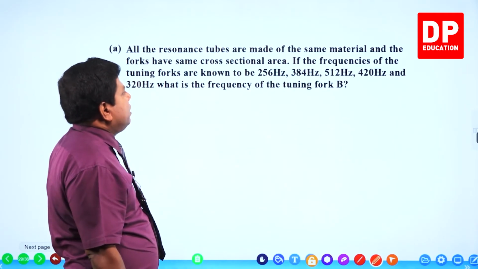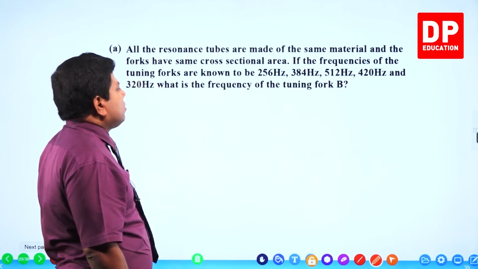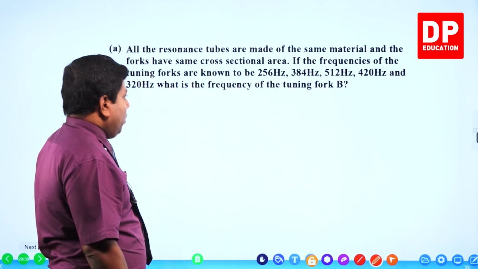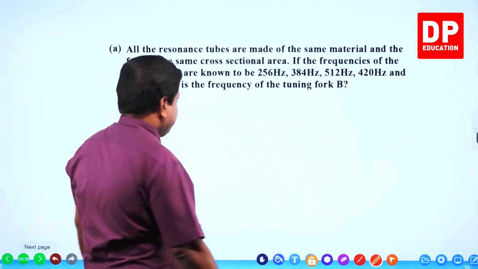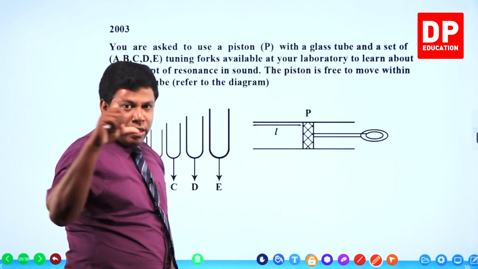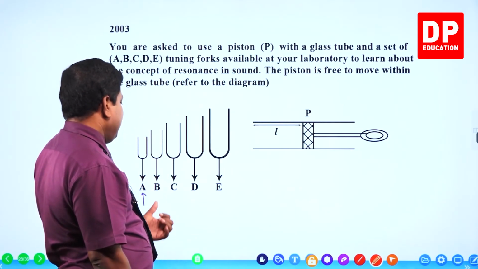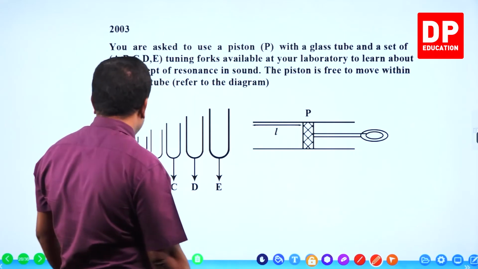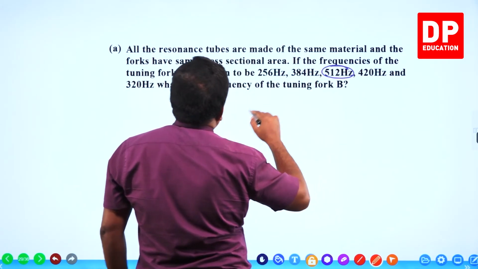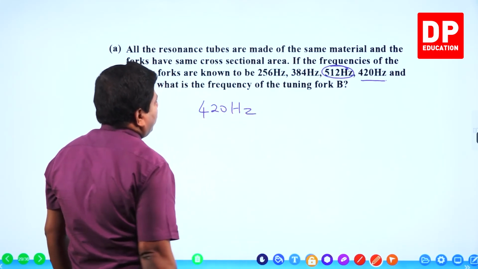All the resonance tubes are made of the same material and the forks have the same cross-sectional area. If the frequencies of the tuning forks are known to be 256 Hz, 384 Hz, 512 Hz, 420 Hz and 320 Hz, what is the frequency of the tuning fork B? You know, A should have the highest frequency because when the length of the fork becomes shorter and shorter, frequency increases. So, A will have the highest frequency, B will have the second highest frequency. Go and see where the second highest is. 512 is the highest. 420 is the second highest. So, B will have 420 Hz.